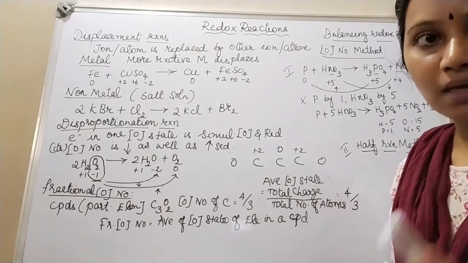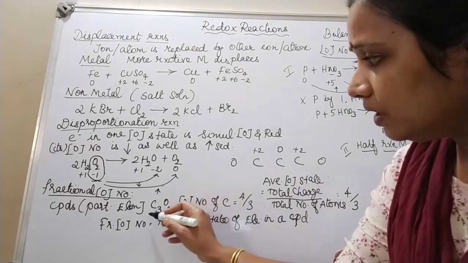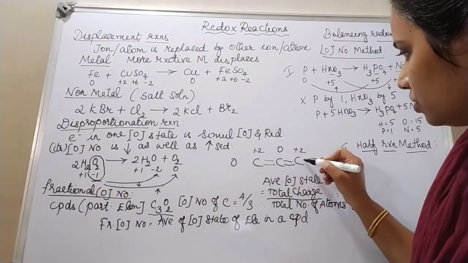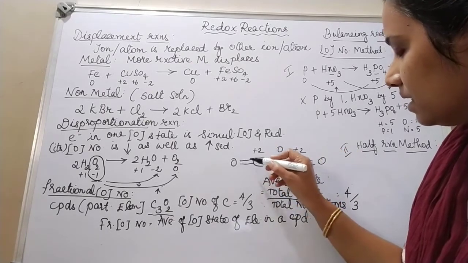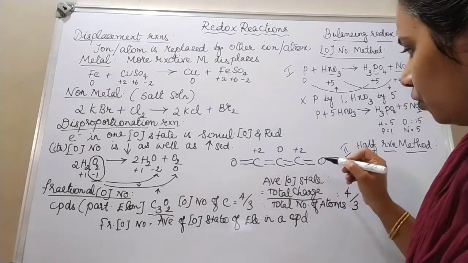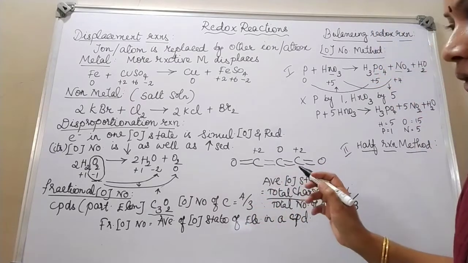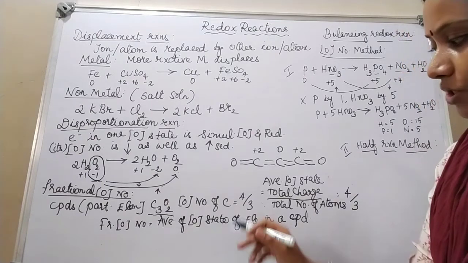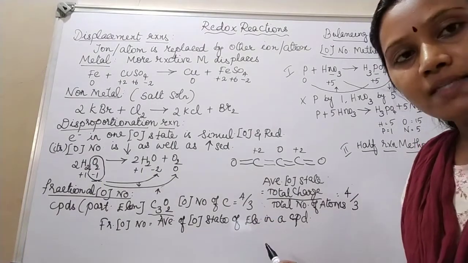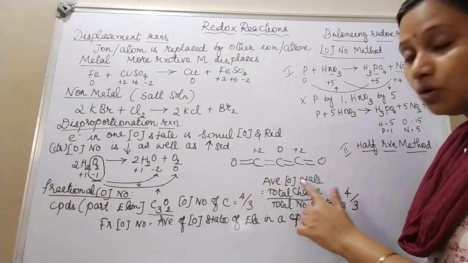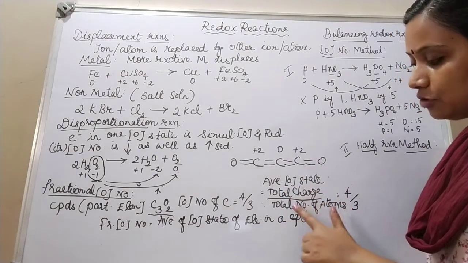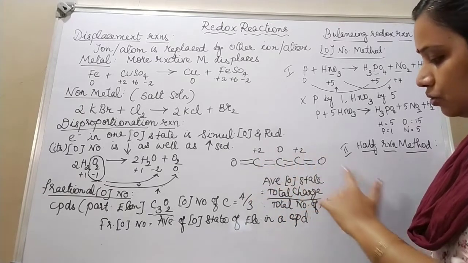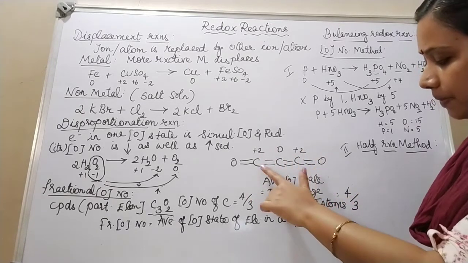How will you write this carbon suboxide? I have 3 carbon and 2 oxygen, which can be indicated like this because carbon's valency is 4 and oxygen's is 2. I told you the fractional oxidation number should be taken as the average oxidation state of the element in a compound. Average oxidation state is equal to total charge by total number of atoms. So the total charge of carbon will be +2 and +2, which is 4, and the total number of carbon atoms will be 3.